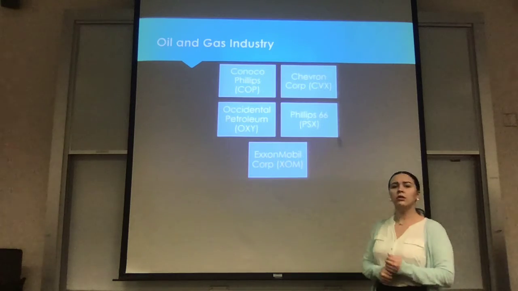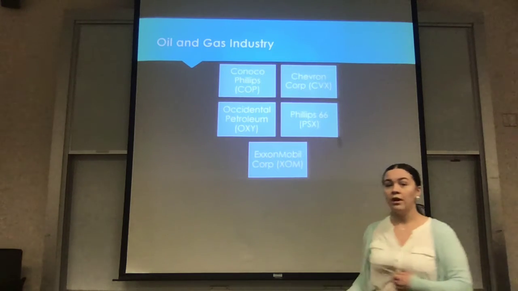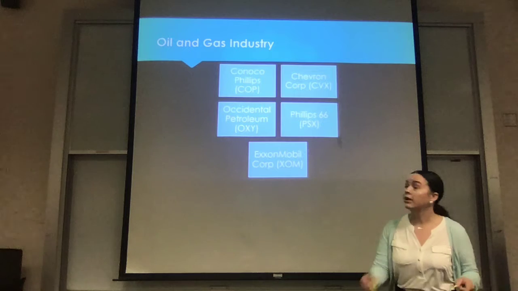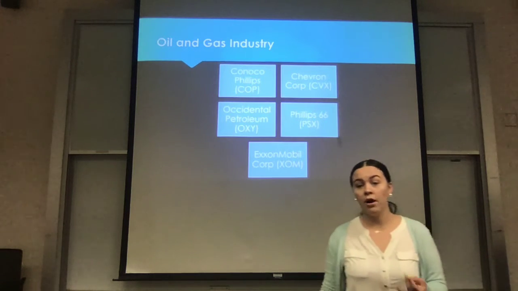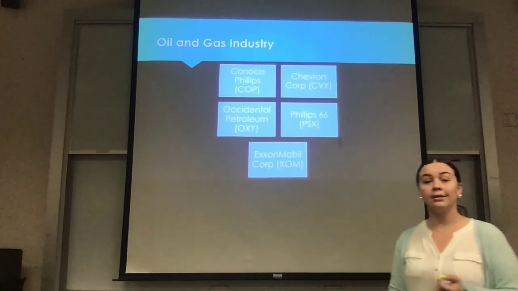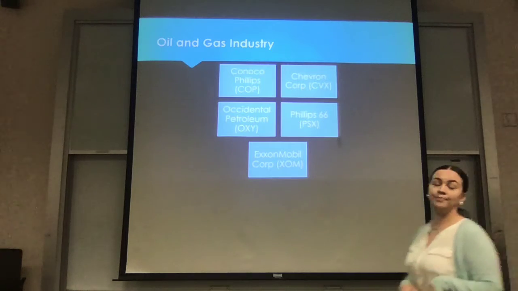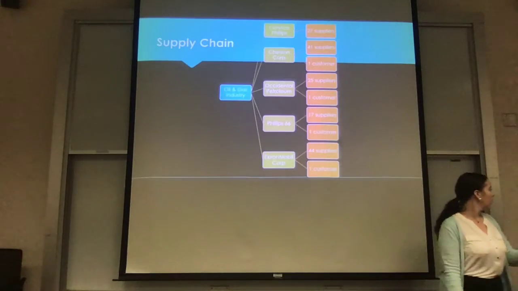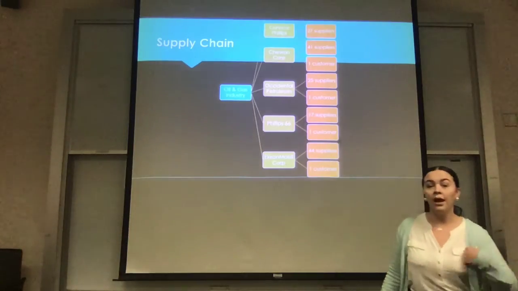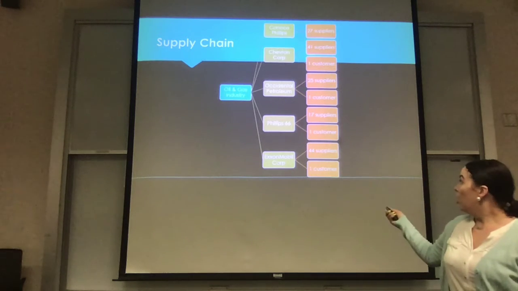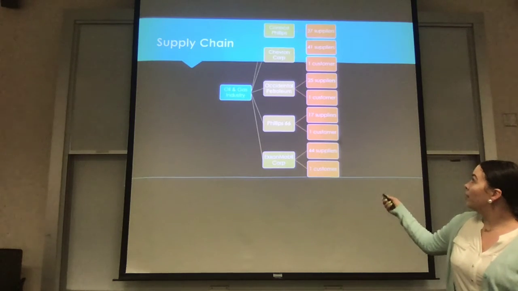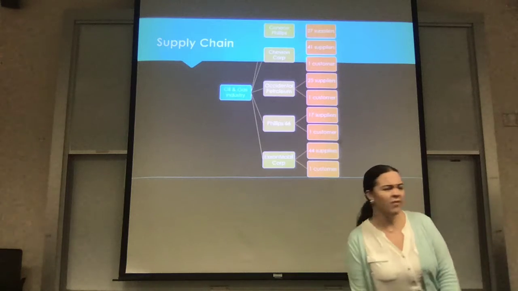All right, next we're going to go on to the oil and gas industry. Now for the oil and gas industry, we're looking at Conoco, Chevron, Phillips 66, Occidental, and ExxonMobil. Okay, again, these are their supply chains. Few of them have one customer, but their suppliers vary a little bit.